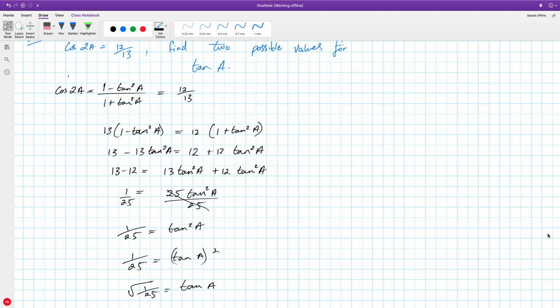We're looking at 2 sine a cos a. It's not going to work for this. You're going to have to go with 2 times the tan a over 1 plus tan squared a, and leave it equal to 7 over 25. And do what we did in the last one.